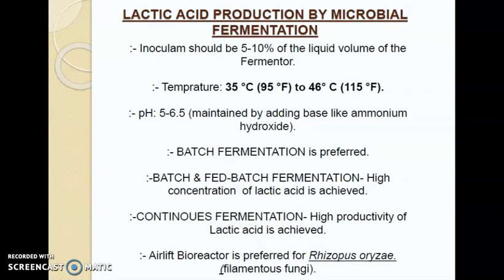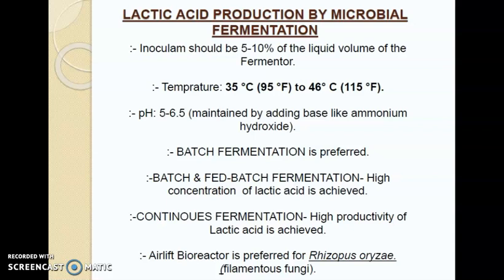Now let's see the lactic acid production by microbial fermentation and the important requirements. In this, the inoculum should be 5 to 10% of the liquid volume of the fermenter, and the temperature should be maintained at 35 degrees Celsius to 46 degrees Celsius and pH between 5 to 6.5, and it is maintained by adding a base like ammonium hydroxide. Usually batch fermentation is preferred. Batch and fed batch fermentations provide high concentration of lactic acid, and continuous fermentation ensures high productivity of lactic acid.